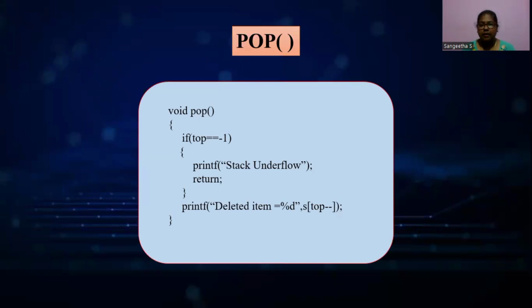If the stack is empty, then the default value of the top will be -1. So we are using an if statement. If top is equal to -1, then we need to print that stack is underflow. That means the stack is empty. Otherwise, print deleted item is equal to %d of s of top -1. If the stack is not empty and the elements are present in that, then we can delete that item.